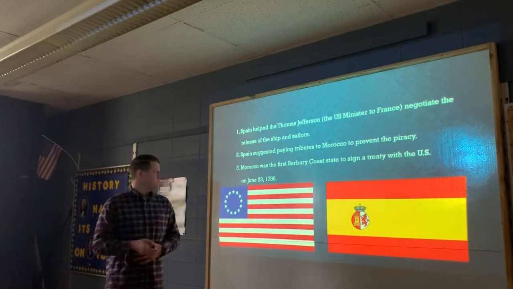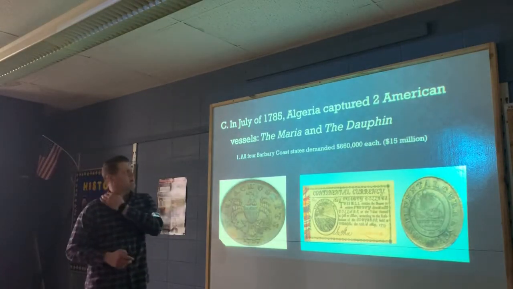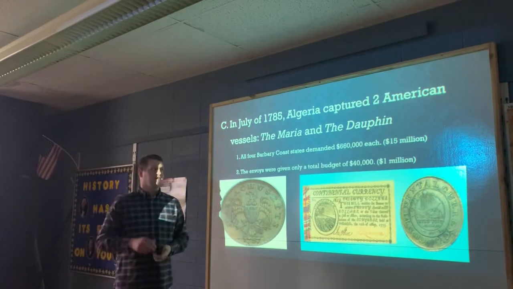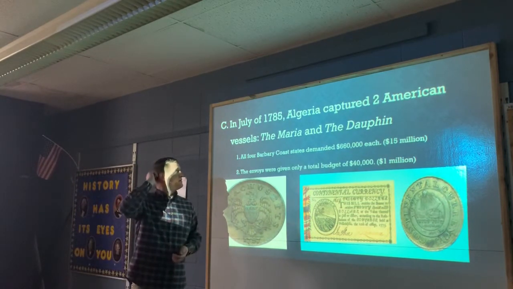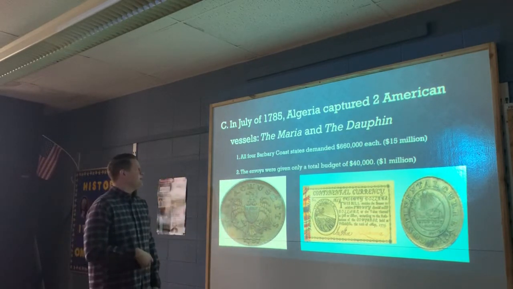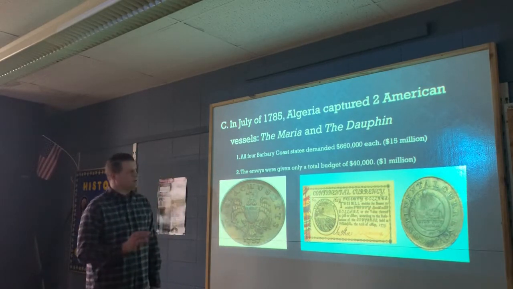On June 23rd, 1786. July of 1785, Algeria captured 2 American vessels, the Maria and the Dauphin. So this happened in 1785. Algeria, another of the Barbary Coast countries, captures the Maria and the Dauphin.